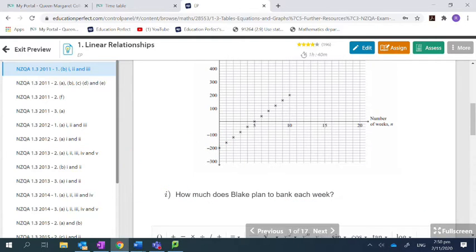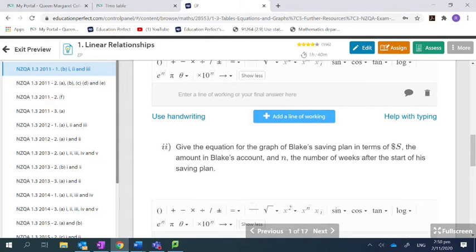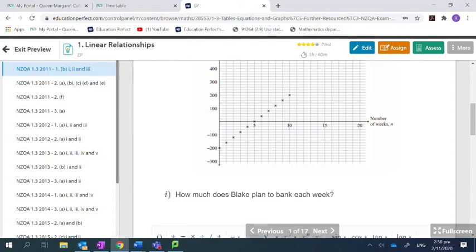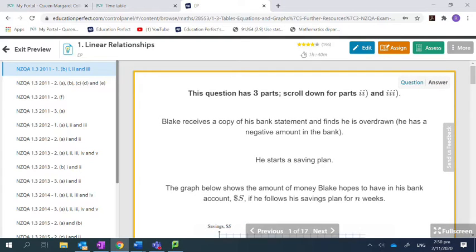Right, let's look at the next one. Give the equation for the graph of Blake's savings in terms of S, the amount in his bank account, and N, the number of weeks after the start of his saving plan. Okay, so in other words, we want to find the equation of this line. Now, do you remember there are 2 ways for finding the equation of a line? Put it in your calculator if you know how to do it. That's perfectly fine. You don't have to show any work.